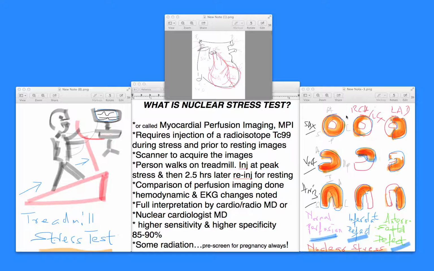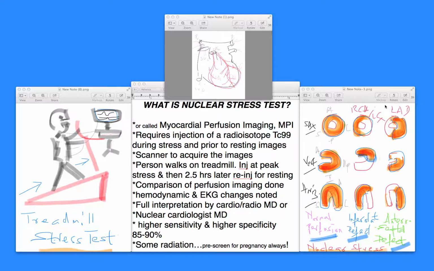Then we know it is a reversible defect secondary to ischemia, because during the time the stress occurred, the filling defects were present. During the time when the rest images were done, after the injection, all fillings were complete. That means there were no filling defects.